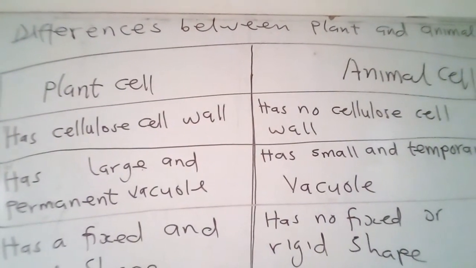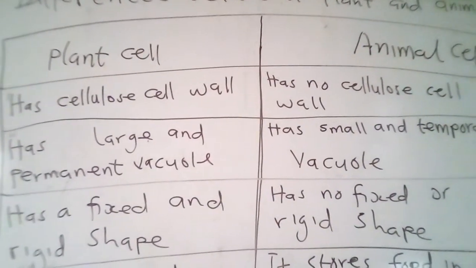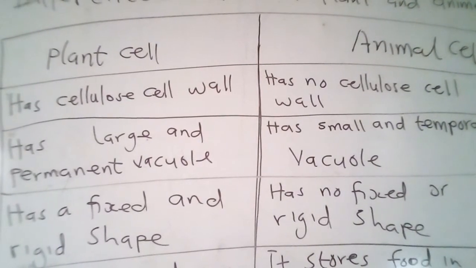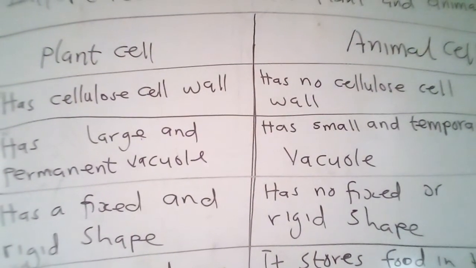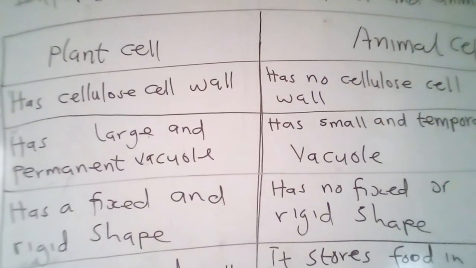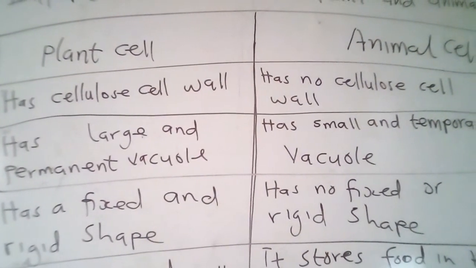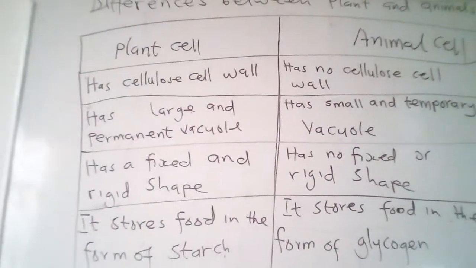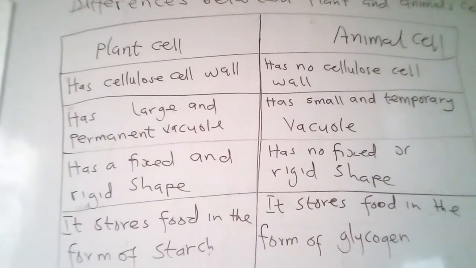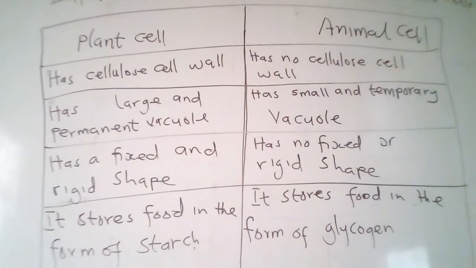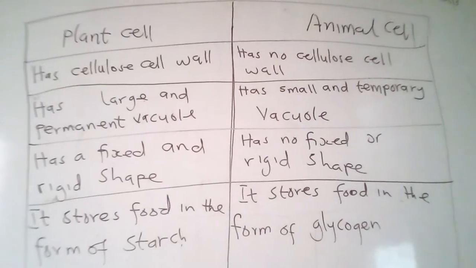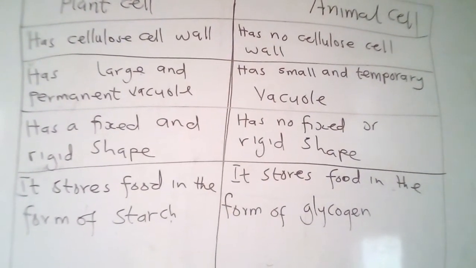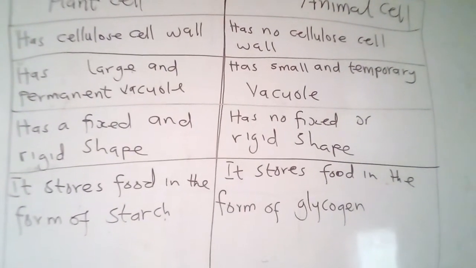Now the differences between plant and animal cells. Plant cell on the left, animal cell on the right. The plant cell has a cellulose cell wall; the animal cell has no cellulose cell wall. The plant cell has a large and permanent vacuole; the animal cell has a small and temporary vacuole. The plant cell has a fixed and rigid shape; the animal cell has no fixed or rigid shape. The plant cell stores food in the form of starch; the animal cell stores food in the form of glycogen.